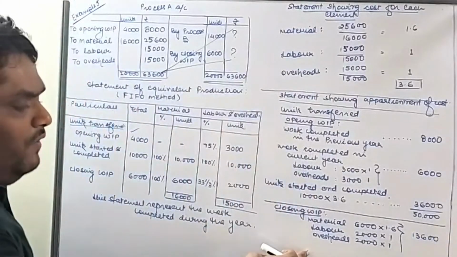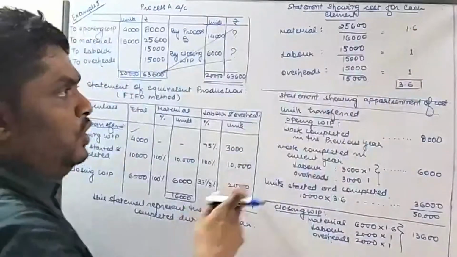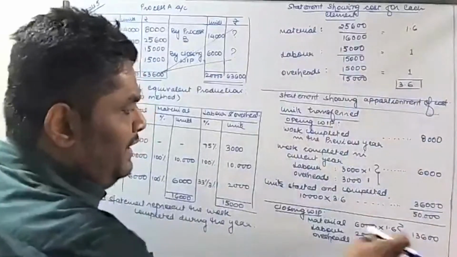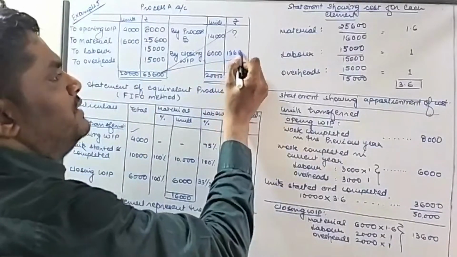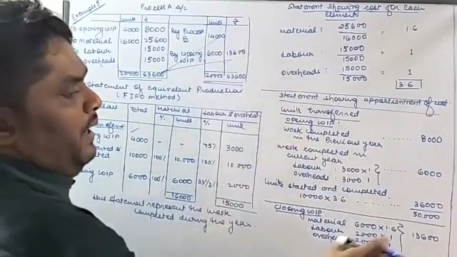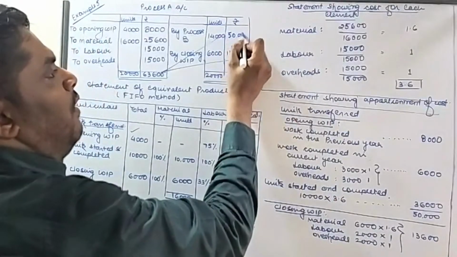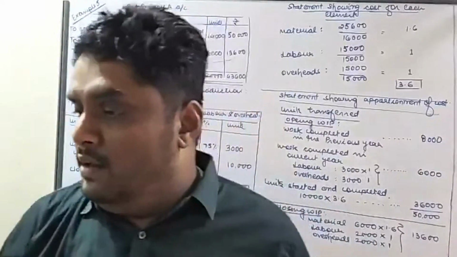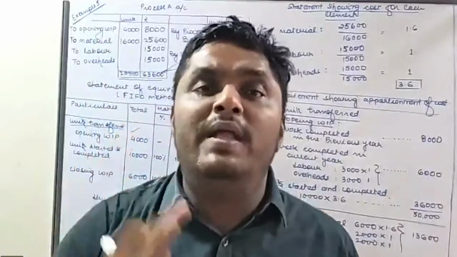So this is the cost of work, closing work in progress: 6,000 into 1.6, 2,000 into 1, 2,000 into 1. So 13,600. So 13,600 and 50,000. And our total is 63,600. So this is the way you have to solve the question if FIFO method is given.